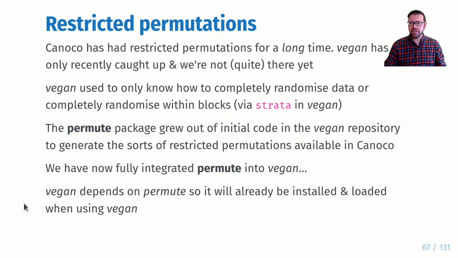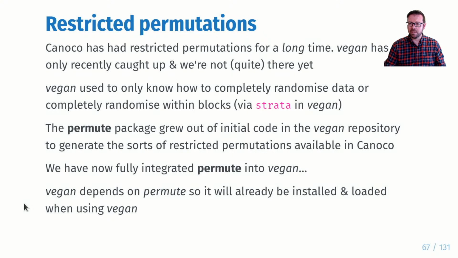Traditionally, vegan only used to be able to do complete randomization, or complete randomization within blocks via the strata argument. The strata argument is still present. It's just that now we have this permute package that I wrote, which grew out of some code we were adding to the vegan repository to add these restricted permutations. Then we realized that other people might want to make use of these restricted permutations, so I ripped the code out of vegan, put it into the permute package, and worked on it there. A few years ago, we got vegan and permute working together very nicely.